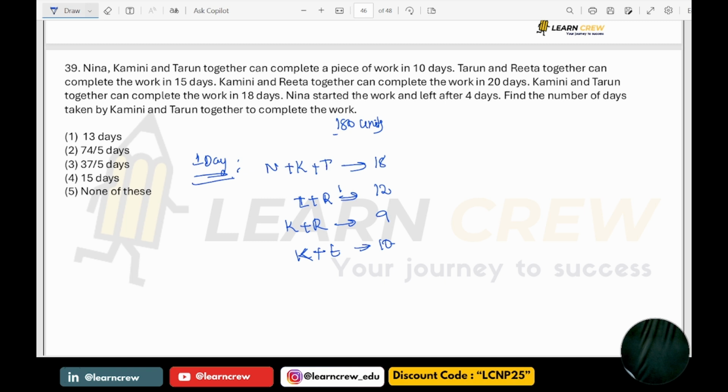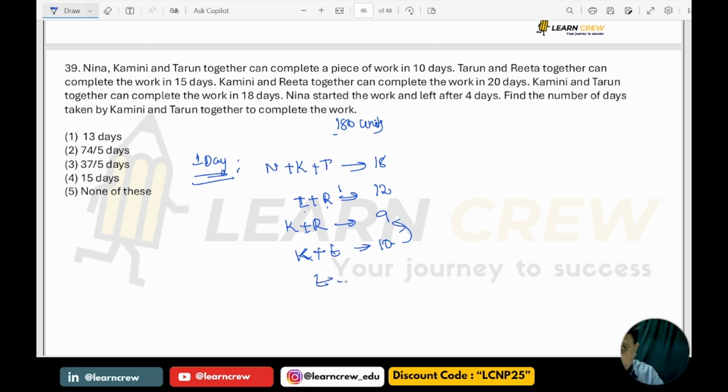1 day 10. So please see here, Tarun and Rita. So what I am doing is I am subtracting this from this. Then what do I get? 1 by Rita. So what am I going to get? Tarun, I am subtracting this from this. So what am I going to get? T minus R.